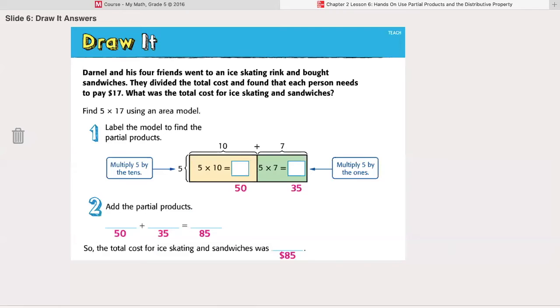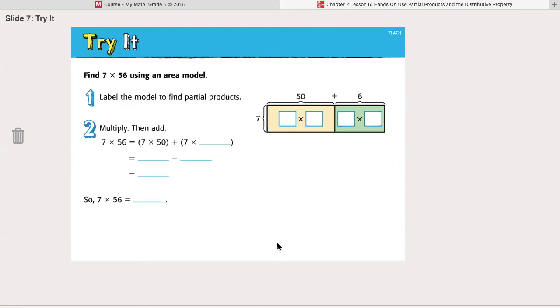When you use partial products, you are using a property. A property is a rule in mathematics that can be applied to all numbers. The property that you applied above is called the distributive property. You will learn more about this property in the next lesson, but also you learned about the distributive property last year as well. Let's try it. Find 7 times 56 using an area model.